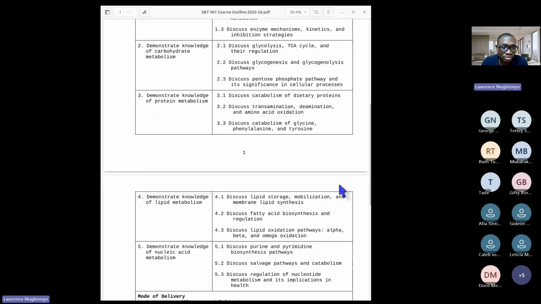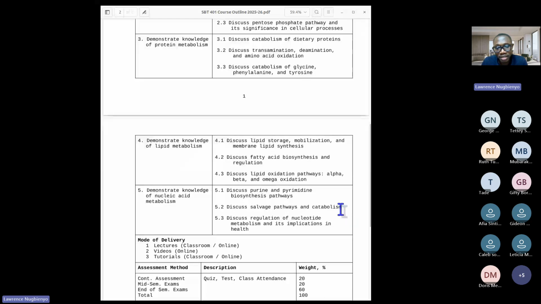Then we go on to lipid metabolism. Here we will talk about biosynthesis of lipids as well as oxidation pathways, the alpha, omega, and beta oxidations of lipids. We'll look at those. And then lastly, we take the metabolism of nucleic acids.